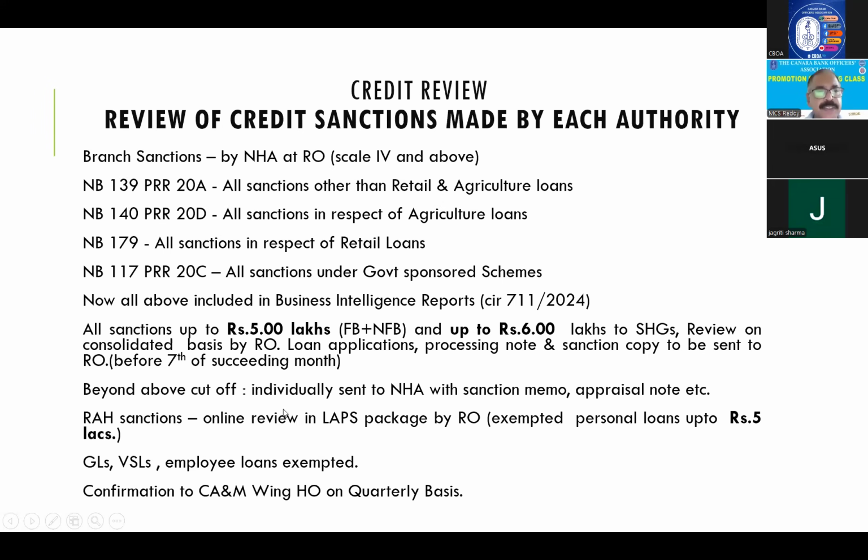Mostly for exam purposes, they are asking about the 5 lakhs and 6 lakh cutoff. All sanctions up to 5 lakhs, fund based and non-fund based, and up to 6 lakhs for SHGs, they review on a consolidated basis by RO. They ask in the exam what the cutoff point is for sending credit reports to the next higher authorities for review. Beyond this limit, we have to send credit reports, your sanction letter and appraisal to the next higher authorities for review. So above 5 lakhs in case of other loans and above 6 lakhs in case of SHG, we have to send individually to the next higher authorities for review purposes, right? Okay.